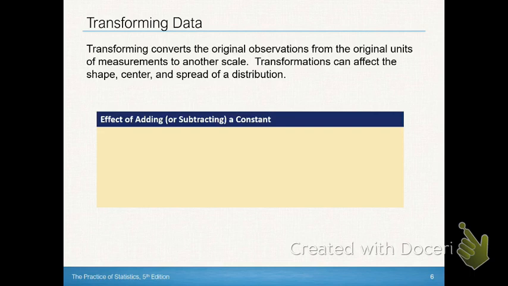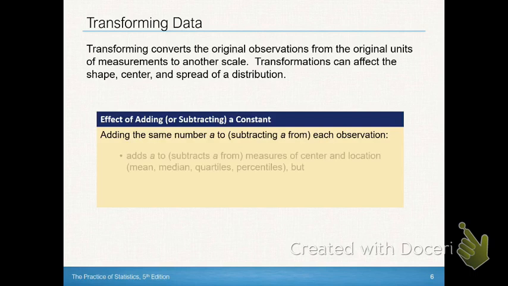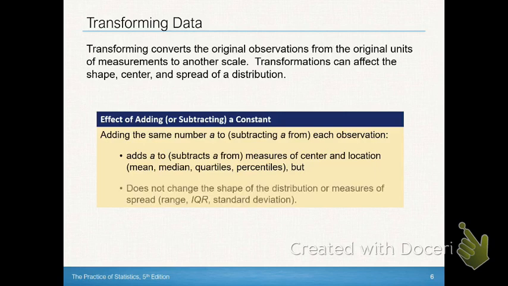So specifically, if you add or subtract the same number, or a constant, from all of the data points, here's what happens. All of the measures of center or location also increase or decrease by that same constant. So the mean, the median, the quartiles, and percentiles, they all increase or decrease by whatever value you added or subtracted. However, the measures of spread or measures of variability, like the range, IQR, standard deviation, they all stay the same.